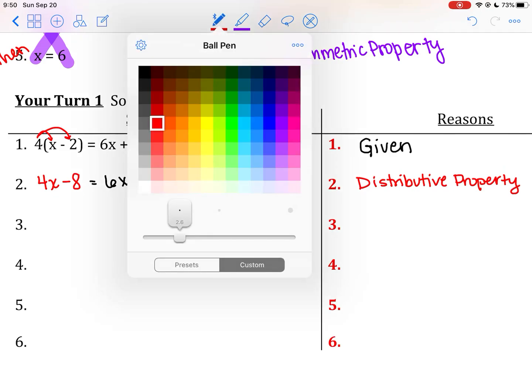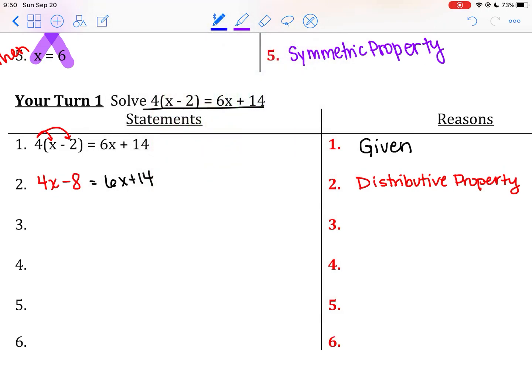All right, so now let's look at where we can go from here. Remember that the work that we show tells me what reason I'm going to give. When I'm solving equations and I have a variable and a constant on both sides, I like to move the variable with the smaller coefficient first. That way I'm dealing with positive coefficients. So the next thing I'm going to do is subtract 4x from both sides. If I'm subtracting the same thing from both sides, that tells me what my reason is going to be.